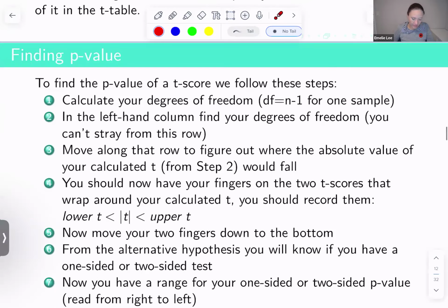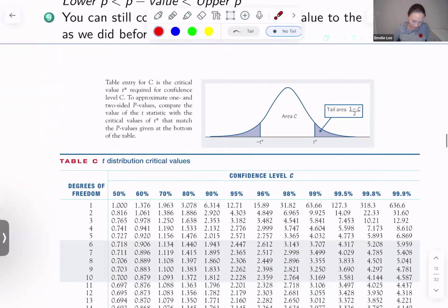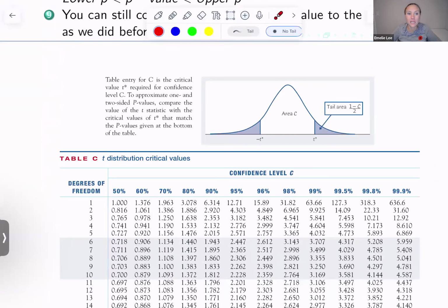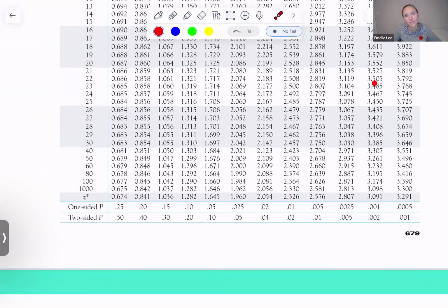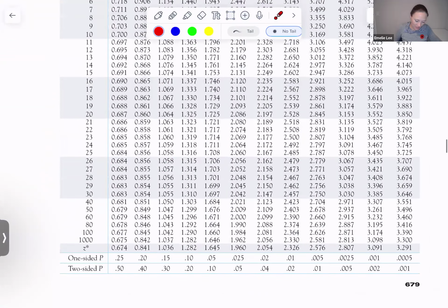Now, I'm going to come back to these steps, but I do want to show that I have the t-table here. And so table C is the t-distribution of critical values. So far, we've only used the confidence levels, and then we've ignored all the rest. Well, today's the day we get to look at all the rest. And we've only worked with Z star and the one-sided P and the two-sided P. But what's the difference?